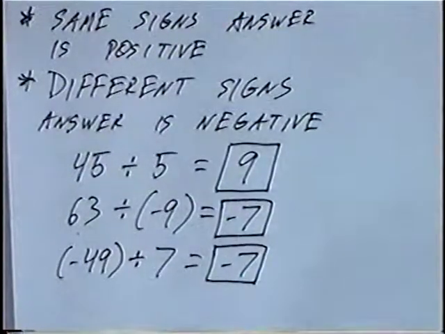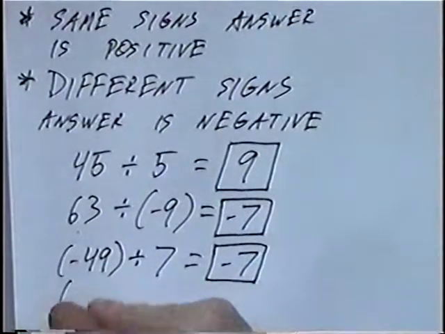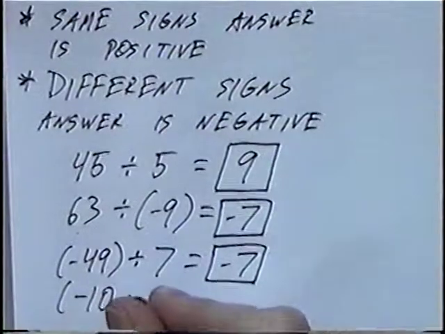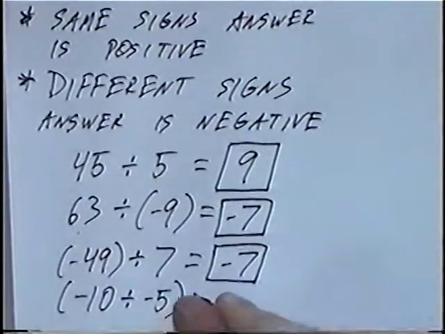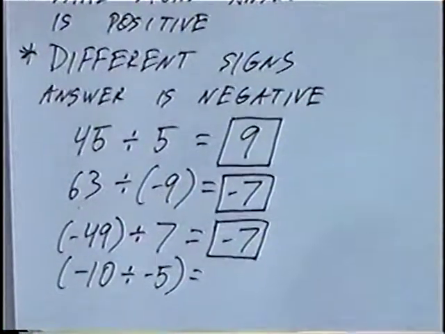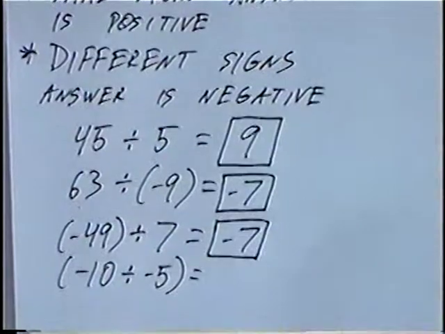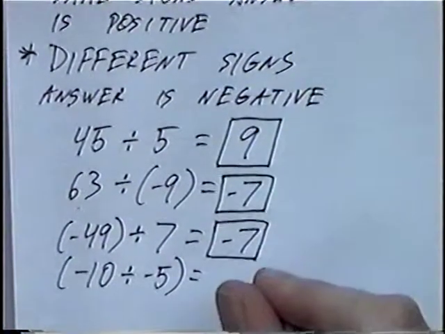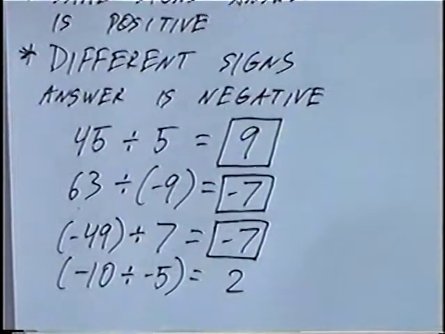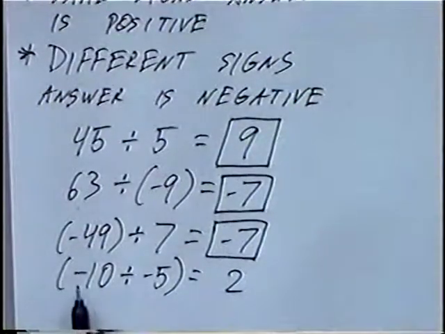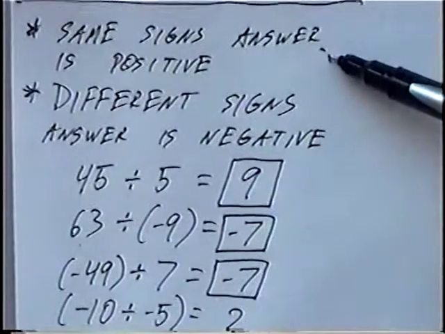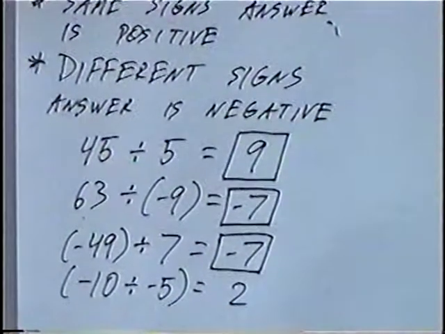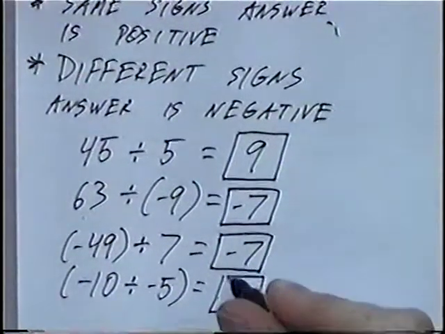And last question for the section. In parentheses, negative 10 divided by negative 5. Again, divide the two numbers. 10 divided by 5 would be 2. And we have two negative numbers, so we have the same signs back at the definition. Answer is always positive, so our answer would be positive 2.